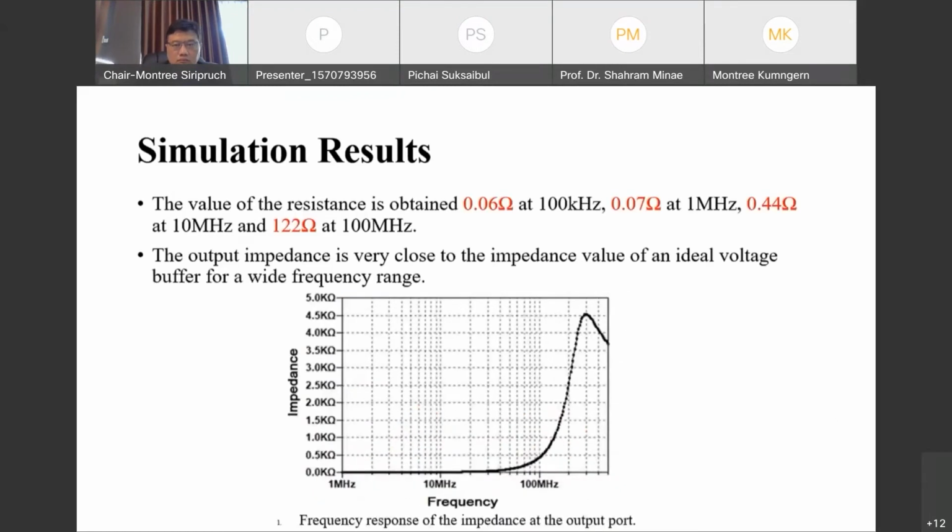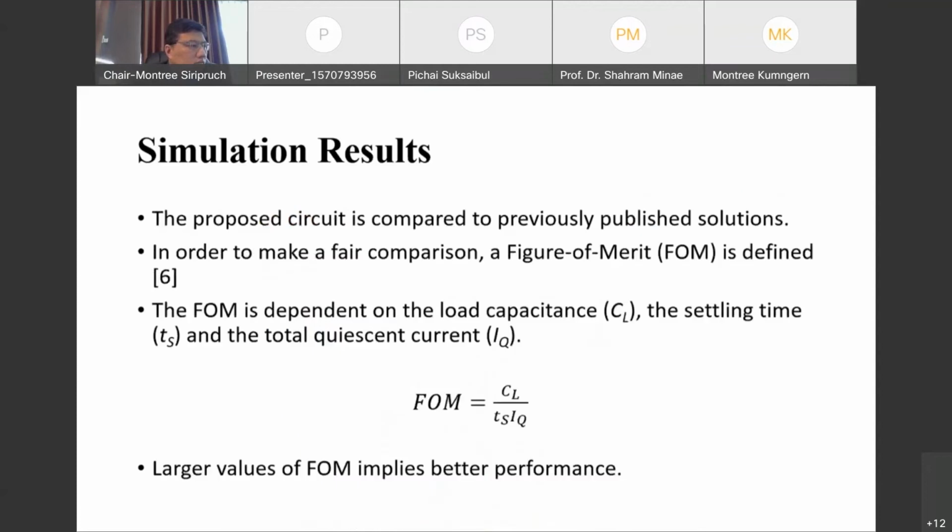And for the output resistance values, as I showed you in the output resistance equation, it has very small values. Here I write the values: 0.06 ohm at 100 kilohertz, 0.07 ohm at 1 megahertz, 0.44 ohms at 10 megahertz, and 122 ohms at 100 megahertz. So as you can see, the resistance values are very, very close to zero, up to 100 megahertz.